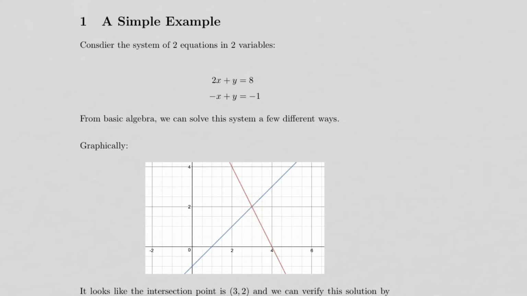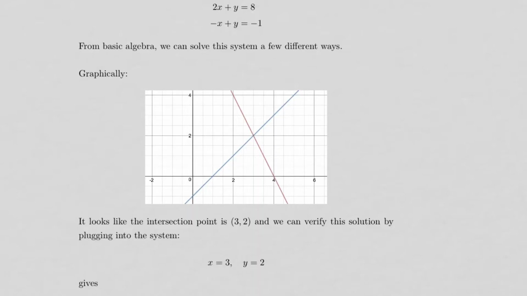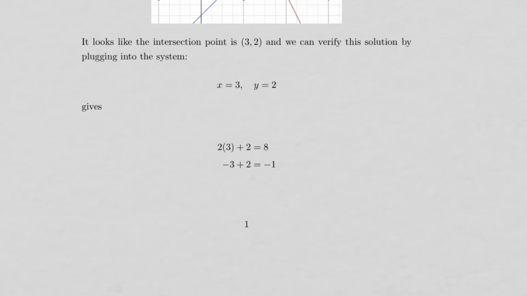And I can see here on the graph, it looks like those lines intersect at about 3, 2, so 3 on the x-axis, 2 on the y-axis. So it looks like the intersection is the point 3, 2. And then if we think that's the solution, we can check. We let x equals 3 and y equals 2, and we plug those values into the system. We plug in a 3 for x in both equations, and we plug in a 2 for y, and we can see that 2 times 3 plus 2 is 8, so that equation is satisfied, and minus 3 plus 2 is -1, so that equation is satisfied.